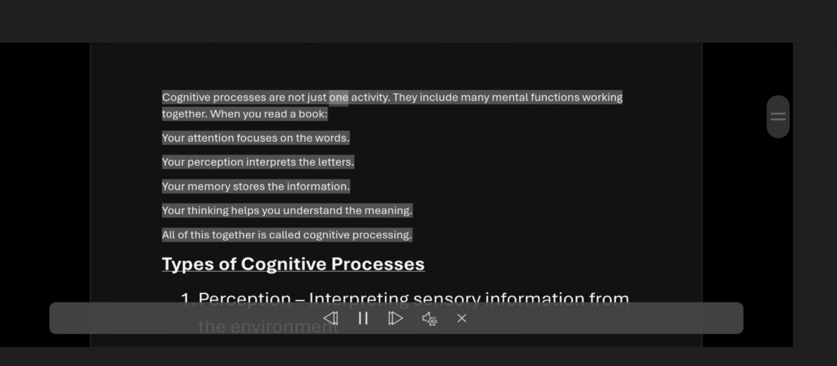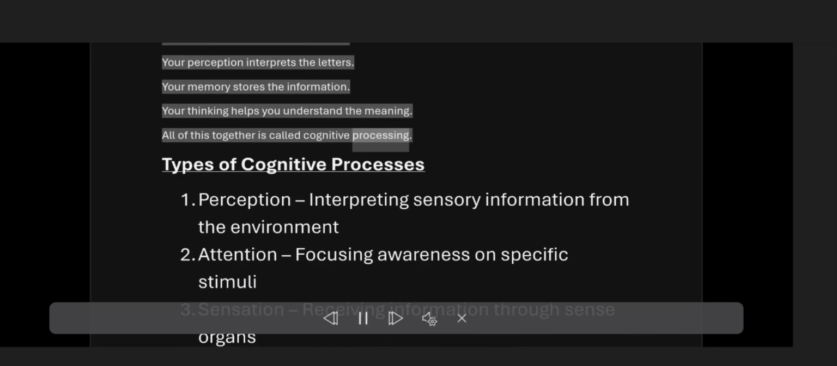Explanation. Cognitive processes are not just one activity. They include many mental functions working together. When you read a book, your attention focuses on the words. Your perception interprets the letters. Your memory stores the information. Your thinking helps you understand the meaning. All of this together is called cognitive processing.